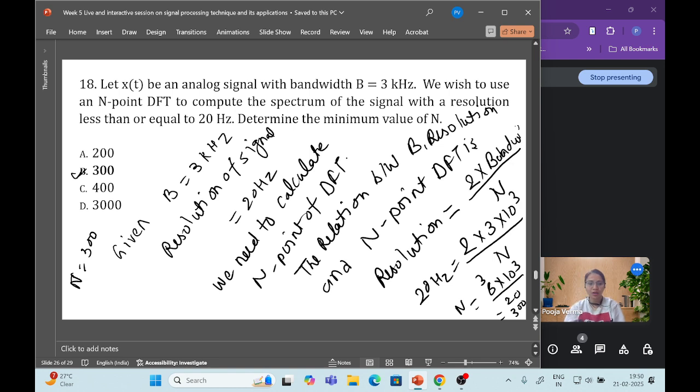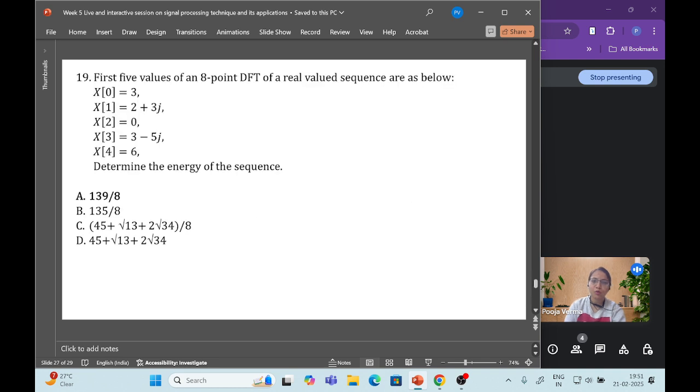Okay. I hope you have understood this question. Have you got this question? Just remember this formula: the relation between the bandwidth, resolution and N-point DFT. Okay. Now moving to the next question. You have already solved this type of question, so you know how to solve it. Can you solve and answer in the chat box? I am solving in parallel. Okay.